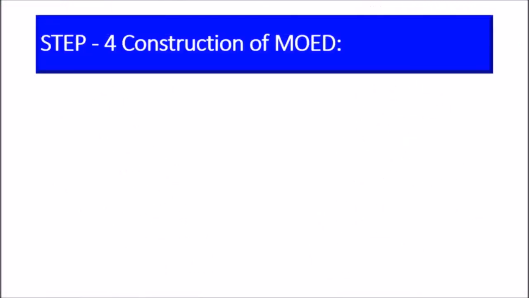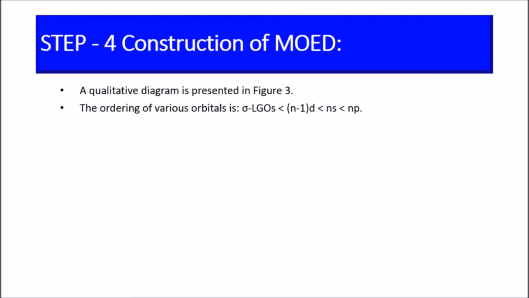MOED construction. In MOED construction, we are going to form a qualitative diagram, and it is represented in figure 3. In our next slide, we are going to see the ordering of various orbitals. Sigma LGO has lower energy than the (n minus 1) 3d atomic orbital of the central metal ion, then higher energy for the s atomic orbital of the central metal ion, and then higher energy for the p atomic orbital of the central metal ion is there in the ordering.